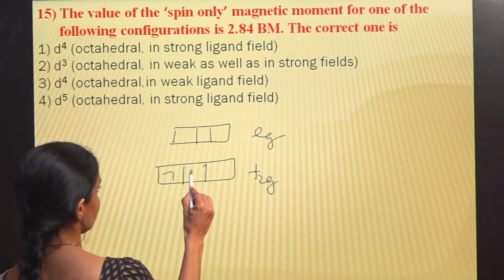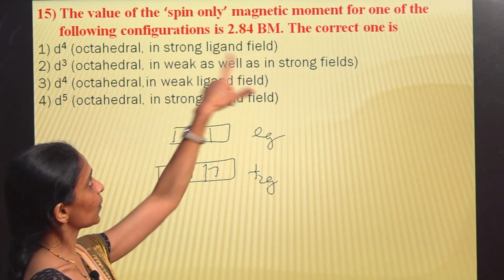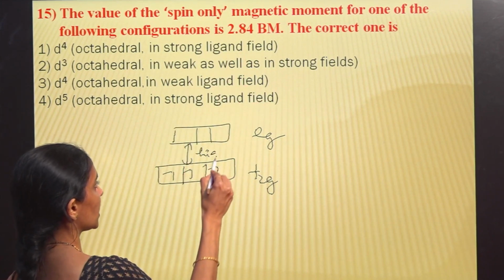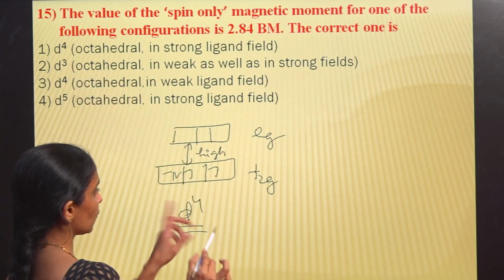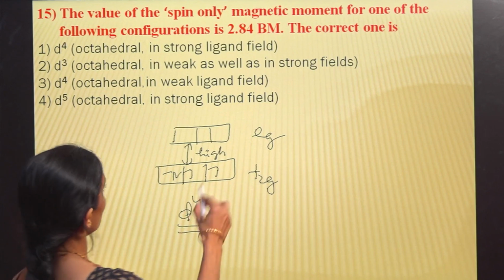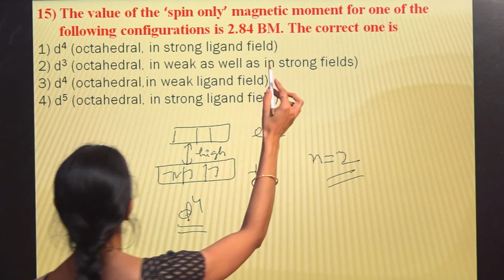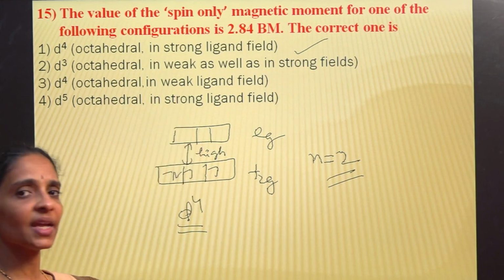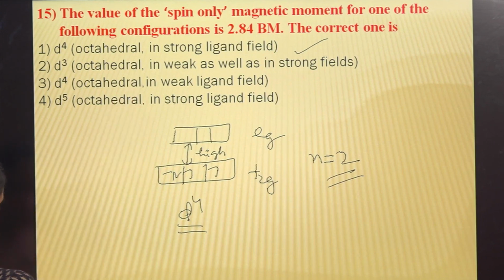For d4, first 3 electrons go like this, and a very strong ligand field is present. That means the energy gap is very high. Instead of going up, the 4th electron prefers to pair up. So the number of unpaired electrons is 2. So this itself is the answer, is it not? For mu 2.84 BM, n should be 2. So it comes here. This is the answer, but let's check the other options also.